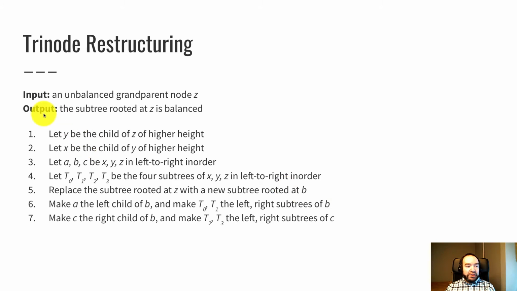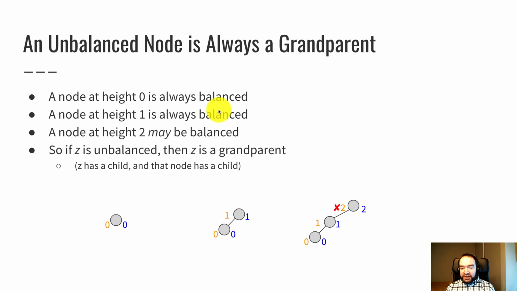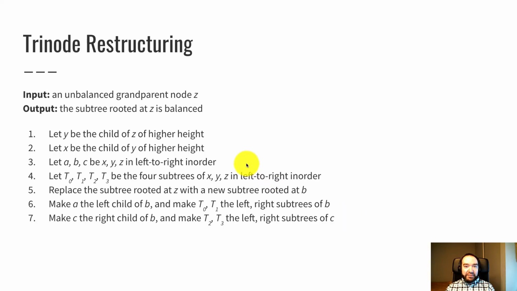And the goal is that the subtree rooted at Z is balanced. So to begin with, we've got a part of the tree that's imbalanced with a factor of 2, and we're going to move some stuff around and end up with every node having a balance factor of 0 or 1, which counts as balanced for AVL purposes. So first, we're just going to give some names to the nodes that are involved. Let Y be the child of Z of higher height.